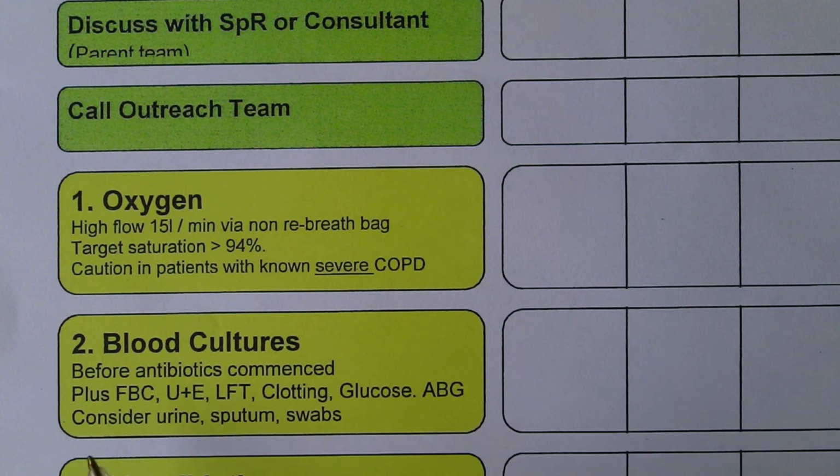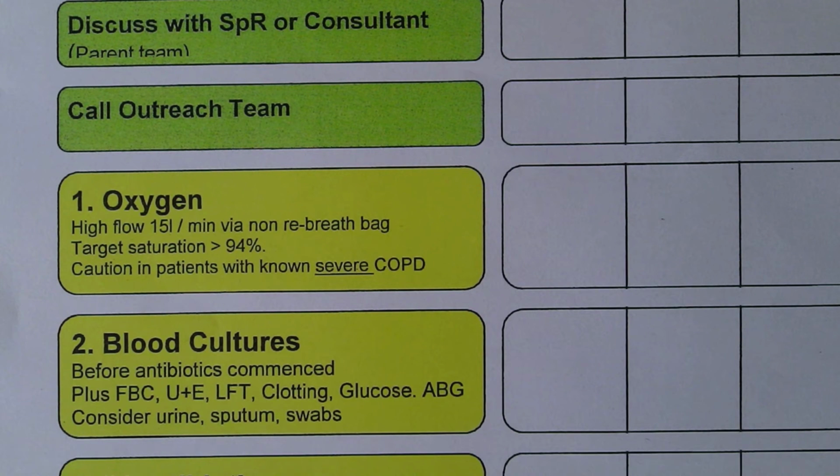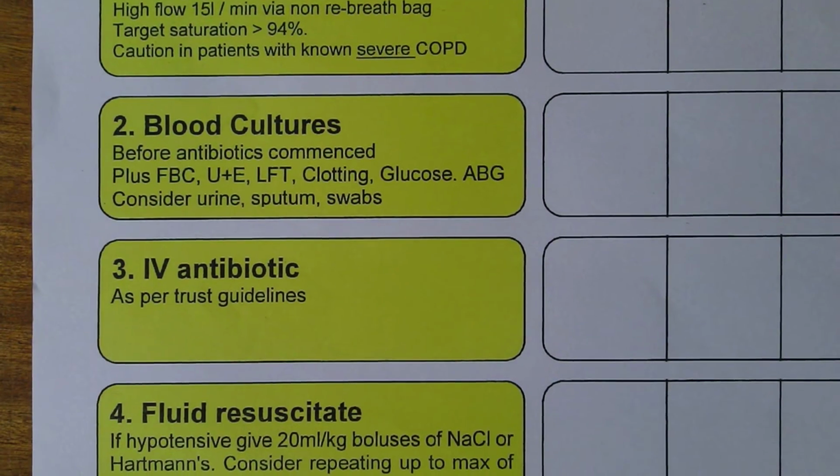Plus we want to do full blood count, urea and electrolytes, liver function tests, clotting profile, glucose and arterial blood gases if we have access to that facility. And then consider other causes of infection, urine, swabs, sputum. Send those for culture as well as quickly as we can. But then immediately that is done, we want to start on the intravenous antibiotics. Time is of the essence in sepsis.